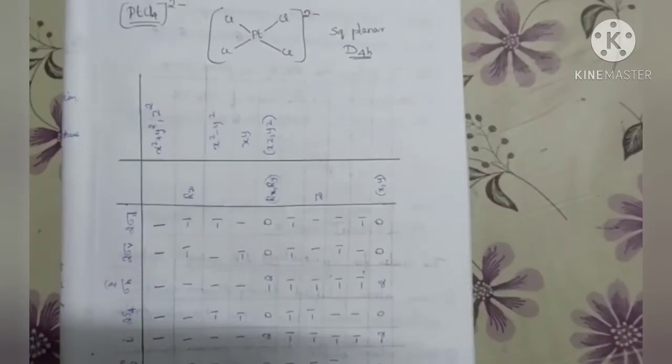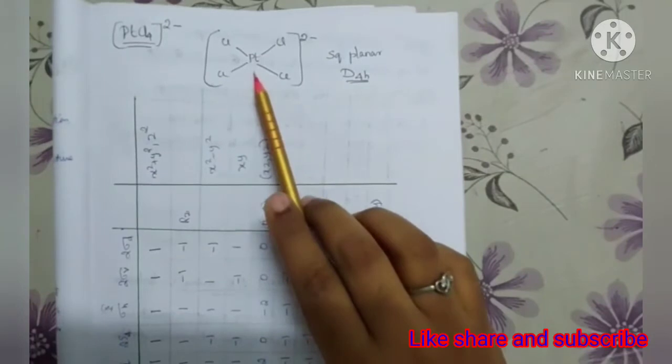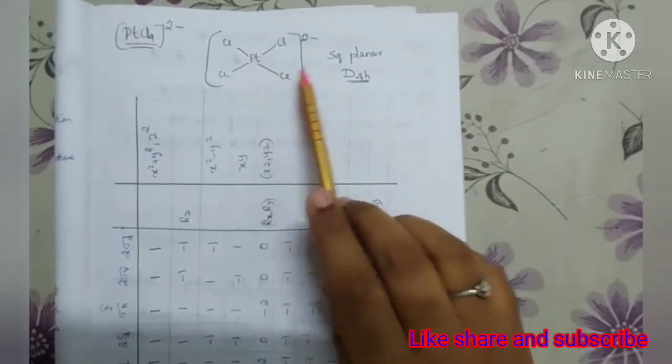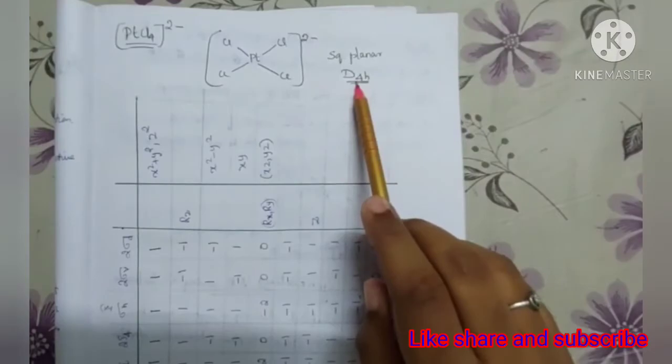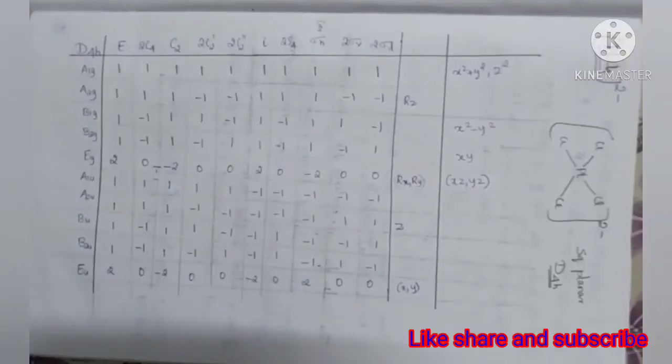So now let's get started. As you can see, this is the structure of platinum chloride, and it is a square planar structure with the D4H point group. And here you can see the complete character table of a D4H point group. With this, we are going to find all the modes of motion by finding the irreducible representations and also the IR and Raman activity predictions.